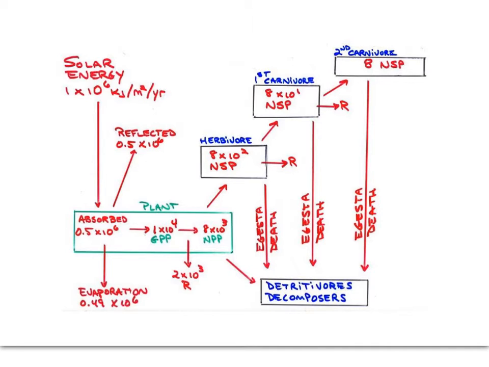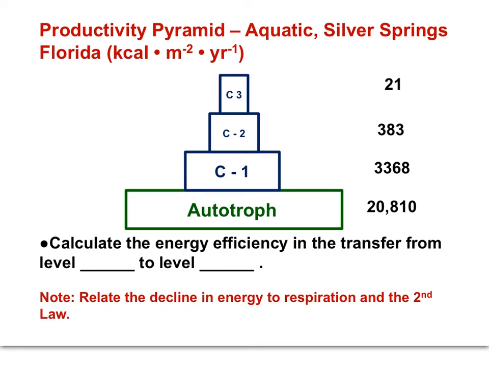Can you calculate the efficiency of GPP to NPP using the data here? If you do a bit of mental math, you might be able to see that it's a very high efficiency value. In fact, it's nearly 80%. Get your calculator out to confirm this value. So this slide asks you to calculate the energy efficiency in the transfer of energy from level to which level.